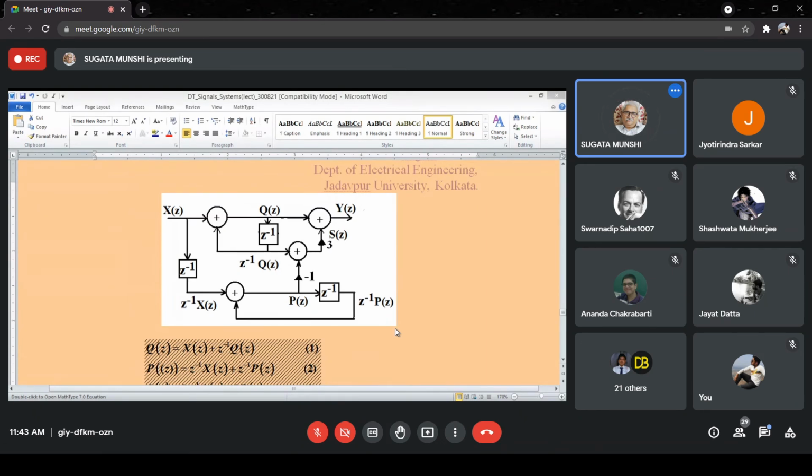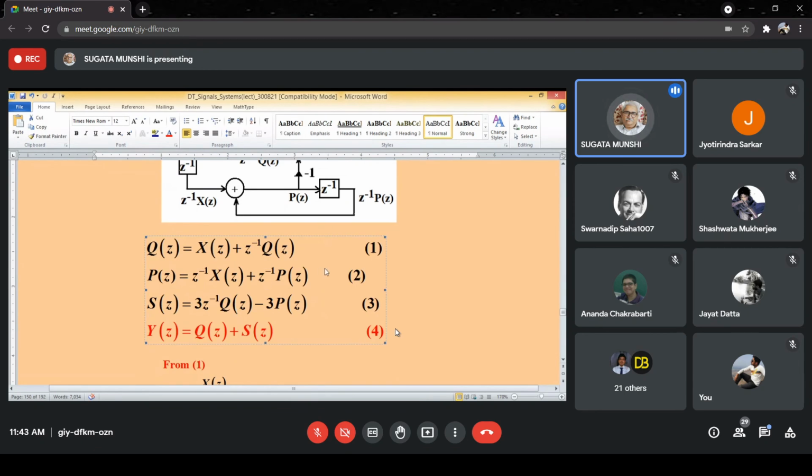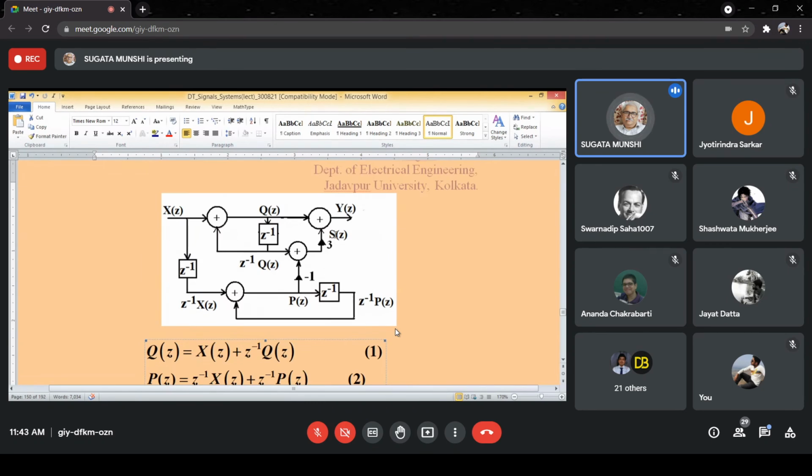P(z) is z to the power minus 1 into X(z) plus this signal, z to the power minus 1 into P(z). Is that clear? That is P(z), equation 2. What is S(z)? S(z) is there. So it is 3 times the output of this adder block. The inputs are z to the power minus 1 Q(z) and minus P(z).